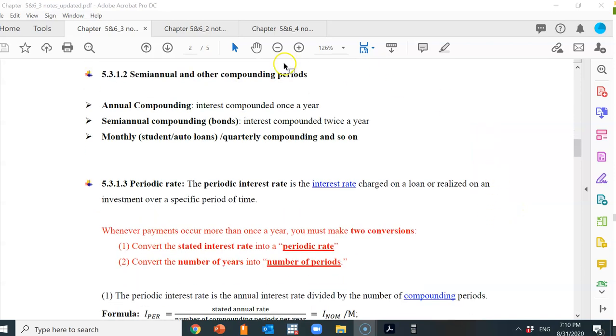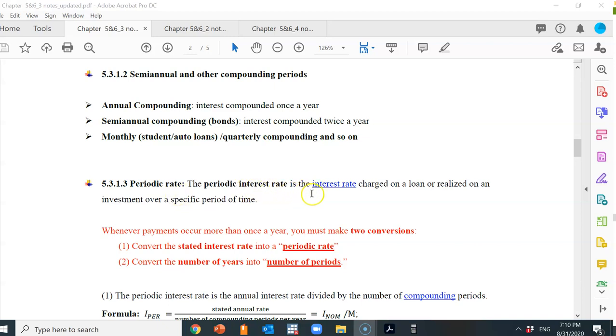And for these rates, again, they could be annual compounding, meaning the interest rates are compounded once a year. It could also be semi-annual compounding, meaning the interest rates are compounded twice a year. And they could be monthly, quarterly compounding, depending on the conditions. But once we receive the nominal rate and compounding periods, is this the rate we're going to use in our calculations? Not really. We have to convert this nominal rate into a periodic rate in order to calculate the interest.